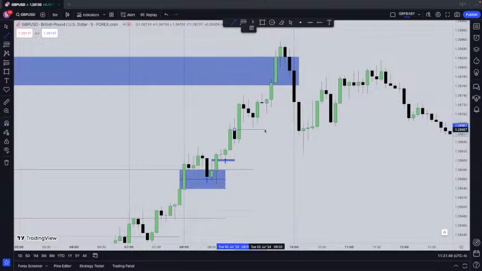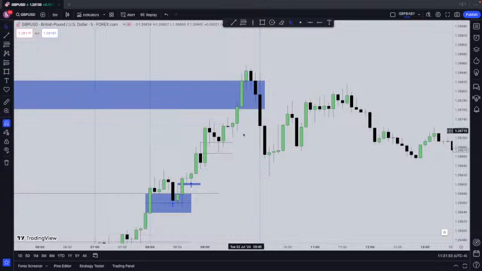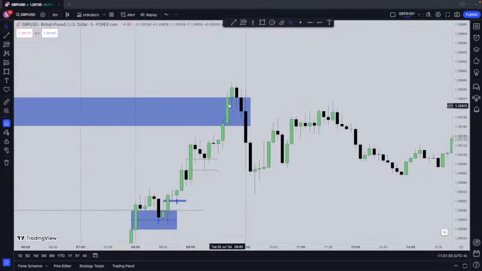Then we're looking for support. You can see we get that, and then we reach our fair value gap, so you get filled. So that's where I'd want to exit my position.